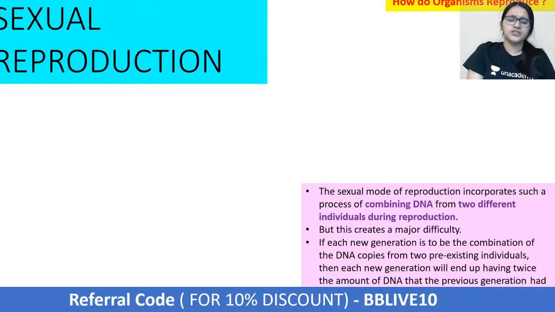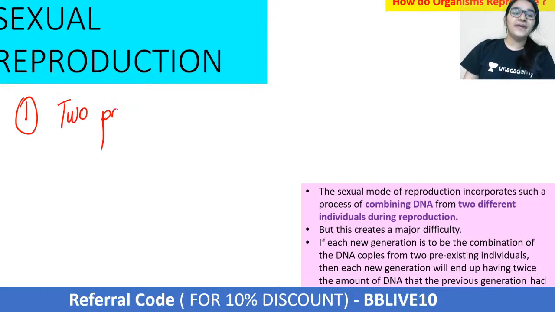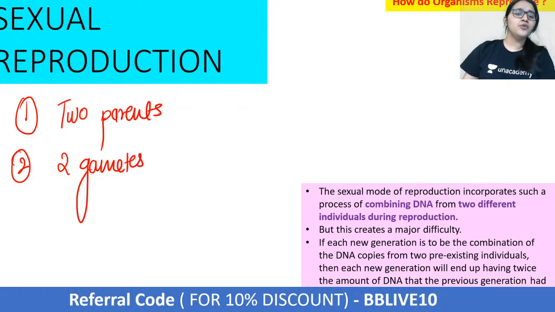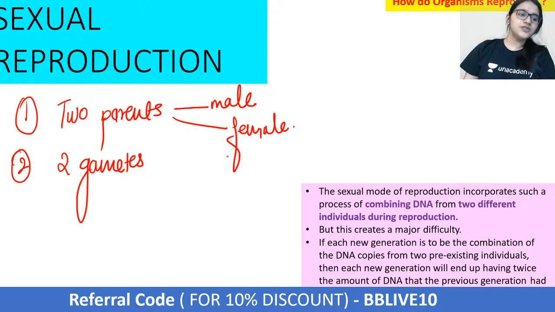Now, when I talk about sexual reproduction, we were okay with asexual reproduction, where there was just one parent and the parent used to divide itself to give us offspring. So what is the need of sexual reproduction? Can you tell me one basic important thing about sexual reproduction? The one basic thing is that there is presence of two parents. This leads to the presence of two gametes. When I say two parents or two individuals, one is a male and the other is a female. So I have a male gamete and a female gamete.